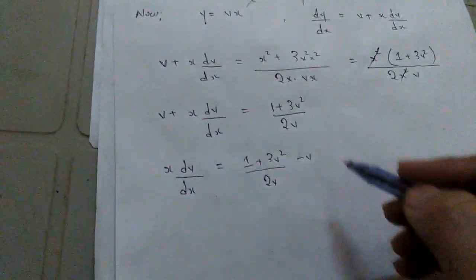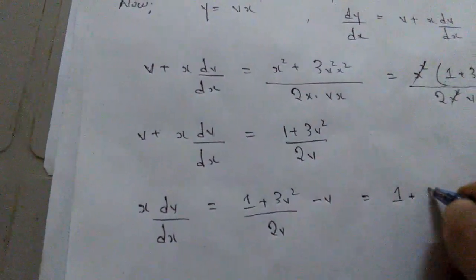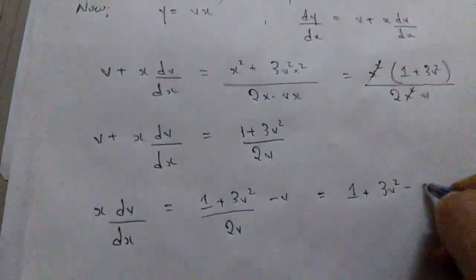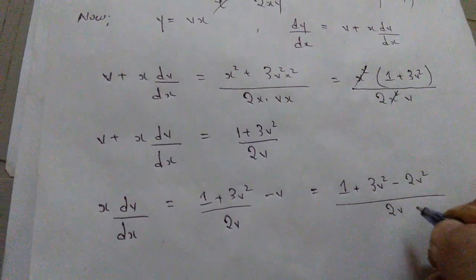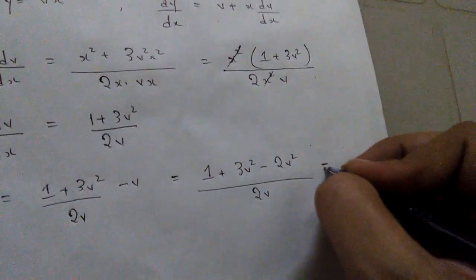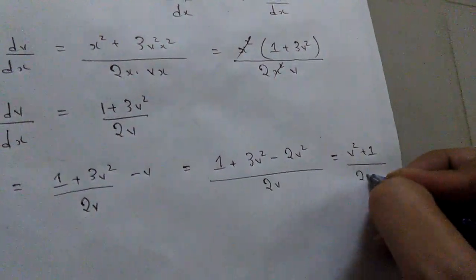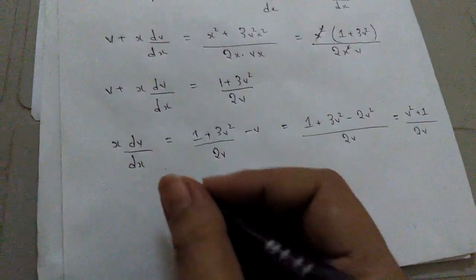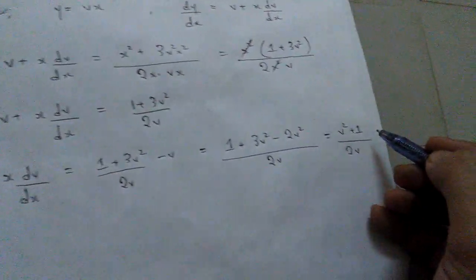Then we perform some nice LCM work, so it becomes 1 plus 3 v square minus 2 v square upon 2v. So it gives us 1 plus v square upon 2v. So I can write it over here: v square plus 1 upon 2v. All right. Now you see that this thing is equal to this.